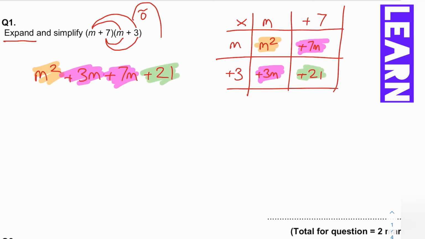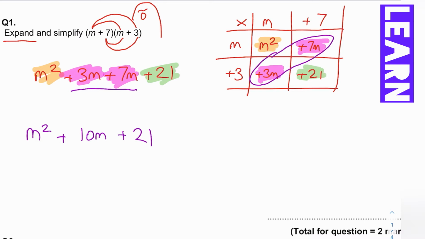It doesn't matter which method you take. I prefer the method on the left as it's a bit quicker and I don't need to draw my grid out. Now we come to the simplify part. So that gives you a hint that we've got to collect together our like terms. Our like terms in this example would be 3m plus 7m. So our final answer, our m squared stays the same. Collect together our 3m plus 7m to get 10m, and then we've got our 21 on the end. If you're looking at using the grid method, you would collect together these terms. And that's how you get your 2 marks in your exam for this question.